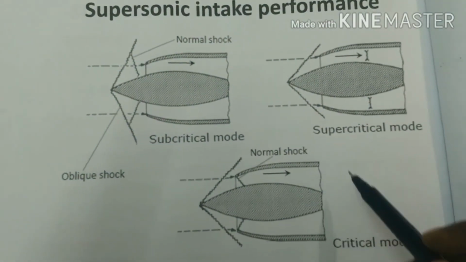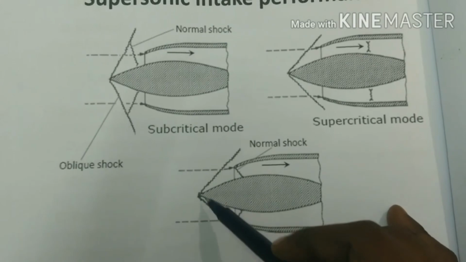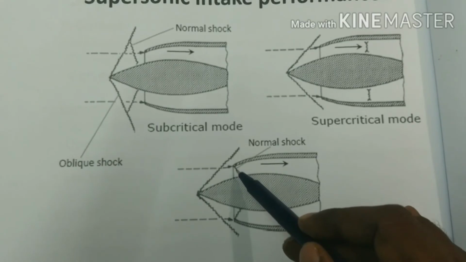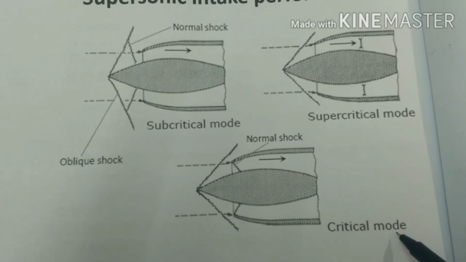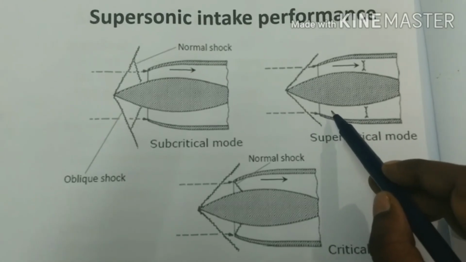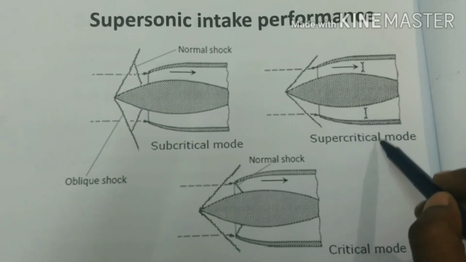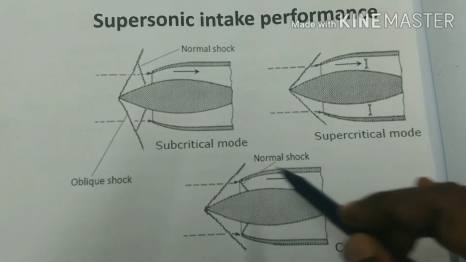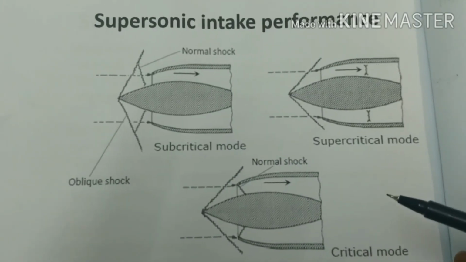And if the oblique shocks are formed external to the intake, and the normal shock is formed exactly at the lip of your entry, then we call it the critical mode of supersonic intake operation. And if the normal shock is swallowed inside the intake system, then we call it the supercritical mode of intake performance. So based on your shock position, we can have different intake modes of operation.